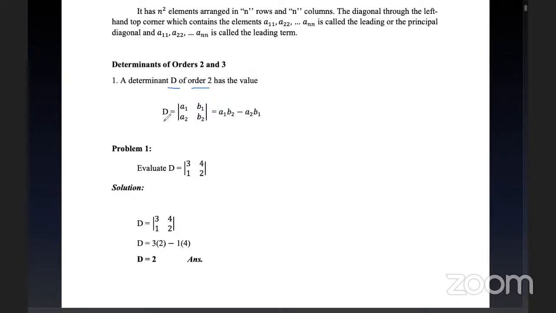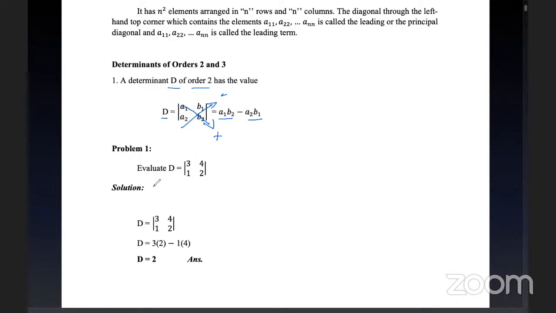Here, para ma-determine natin yung scalar value na to. So from the upper left and using the principal diagonal going down, we are going to multiply these elements and then subtract it. So basically, ito yung sign positive. Subtract it by the product of these elements. Ano lang yung sign natin. So that is A sub 1 times B sub 2 minus the product of A sub 2 times B sub 1. So this is how we determine yung value ni determinant of order 2.